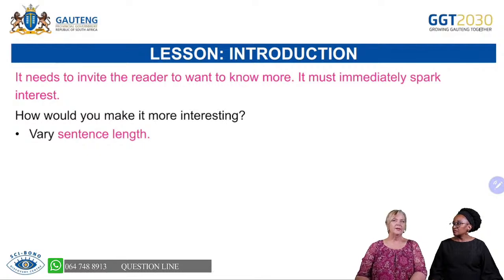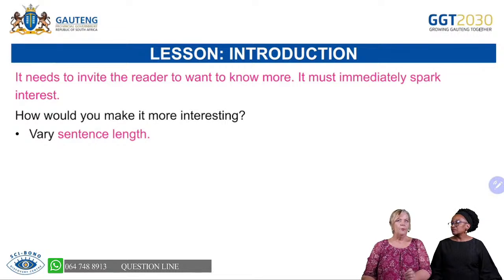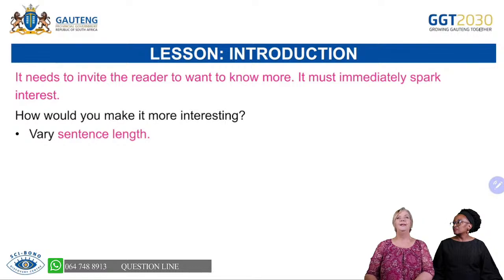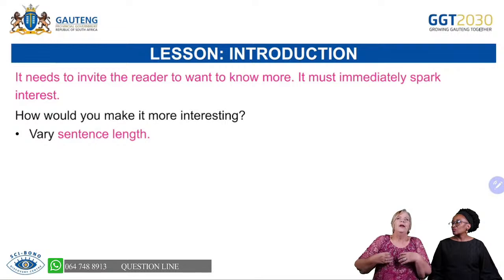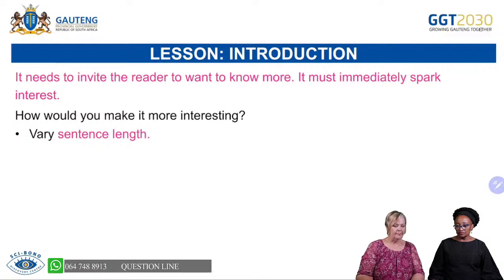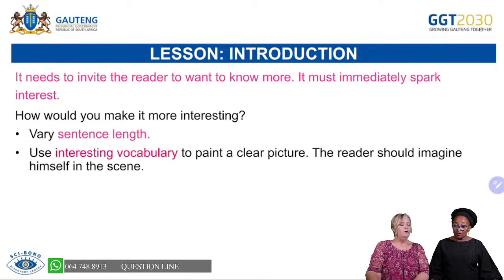A shorter sentence creates tension. He waited. He listened. He held his breath. Rather than he waited and then he listened and then he held his breath. You understand, it creates tension, which means that you are looking forward to what's going to happen next. You use interesting vocabulary to paint a clear picture. The reader should imagine the scene or see himself inside the scene.